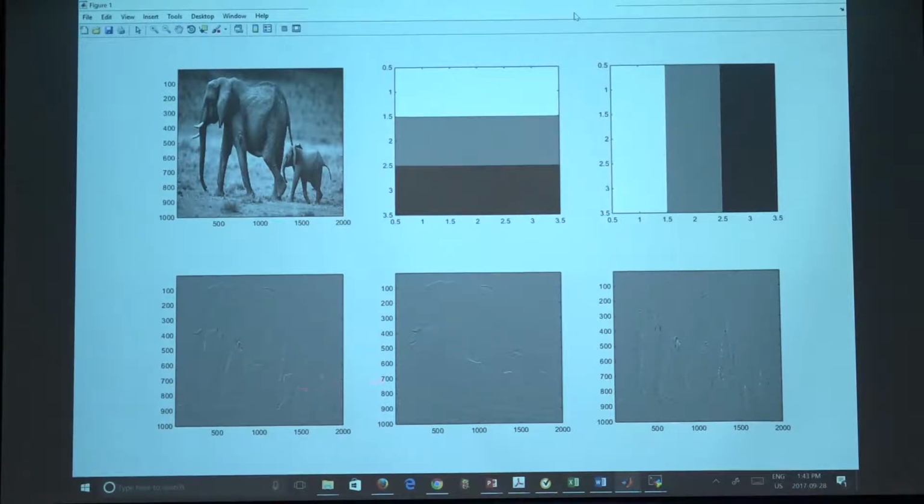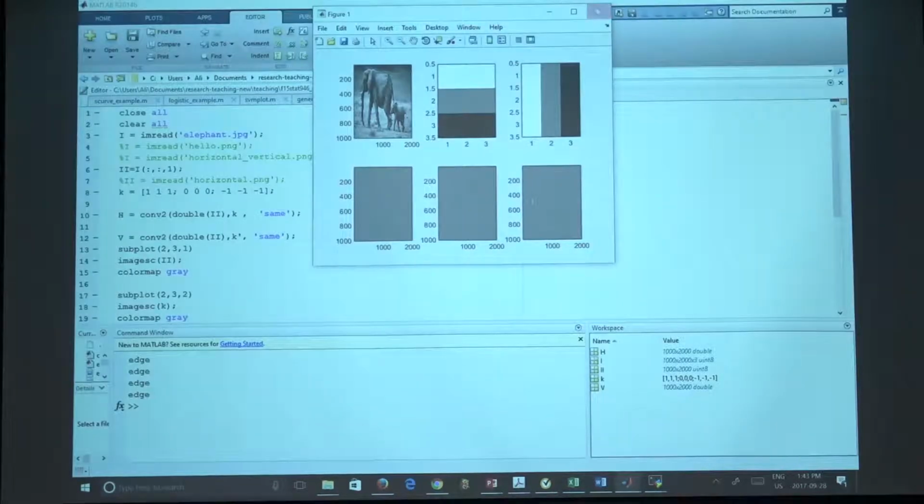I don't know how clear this is. In one case, these are sort of horizontal edges. In the other one, it's like vertical edges. Maybe I show you an example which is more clear than this.